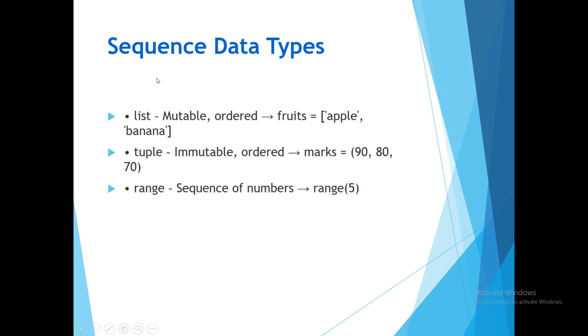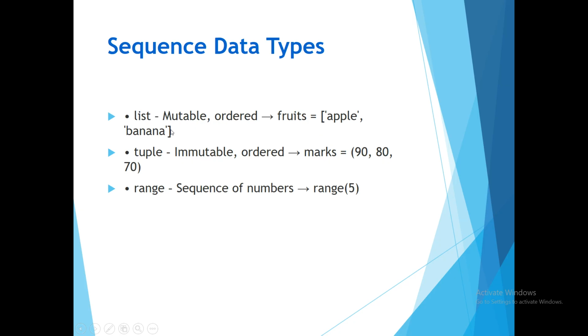Here you can see the sequence data types. List is mutable. Mutable means we can change whatever is in that list. It is also ordered, just like fruits. Fruits is a variable name, and we use square brackets and quotes to write some data. It is a list of data, so that's why it is called a list.